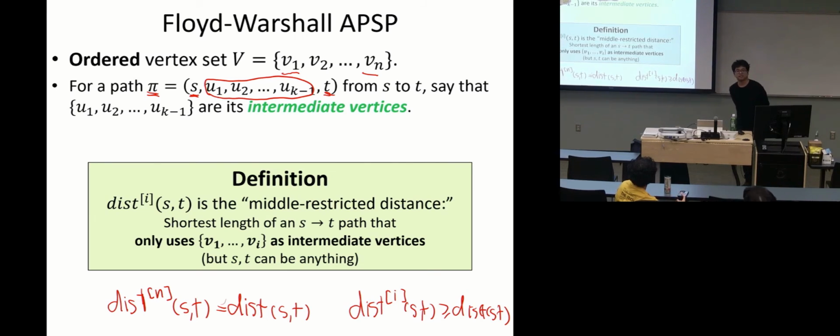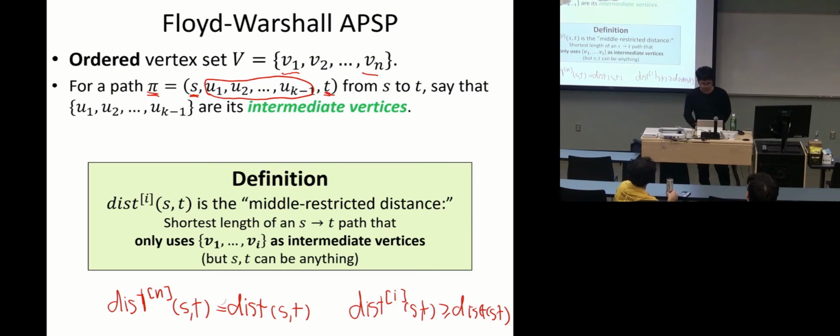Yes. You can compute distance using up to i+1 from distances using only up to i, with the same idea as we've covered before. The distance using up to i+1 from S to T is the minimum of the distance from S to Vi+1 using only up to Vi plus the distance from Vi+1 to T using only up to Vi. Yeah. Good. Thanks.